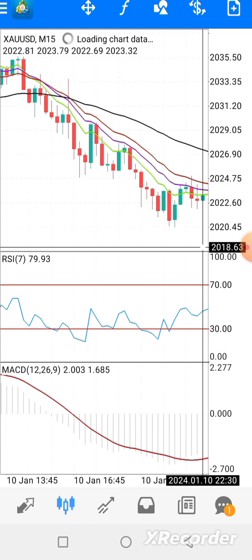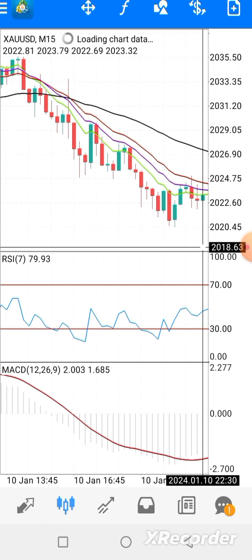Exit with a 1:2 ratio or 1:3 ratio reward, or greater than that. You can also exit after the 4 hours. After you enter the trade, after 4 hours, you can exit the trade.